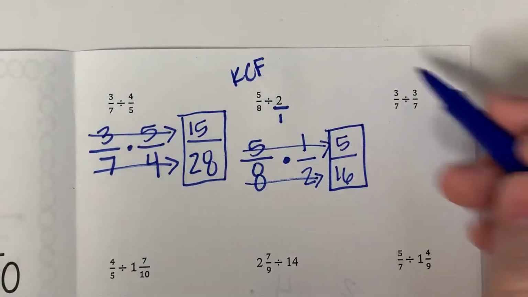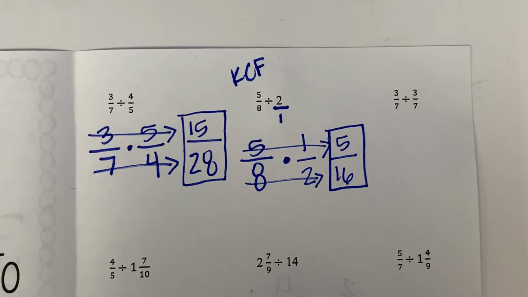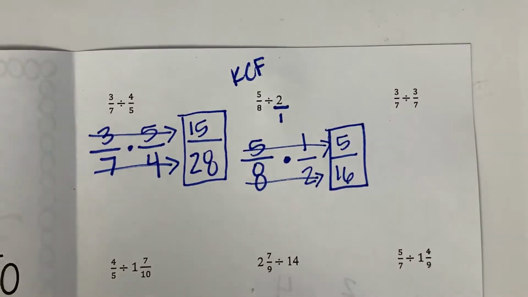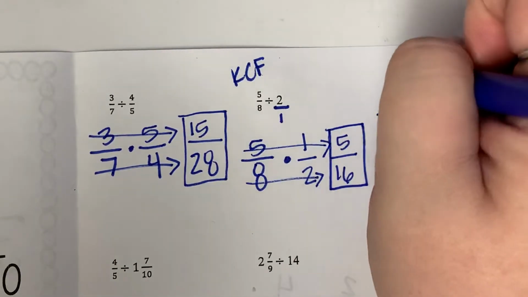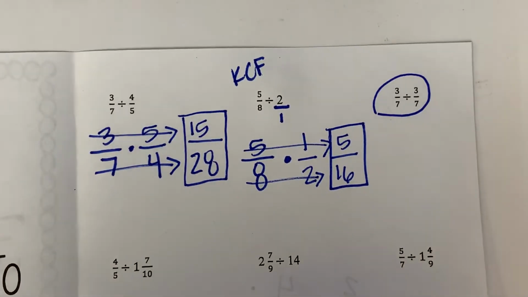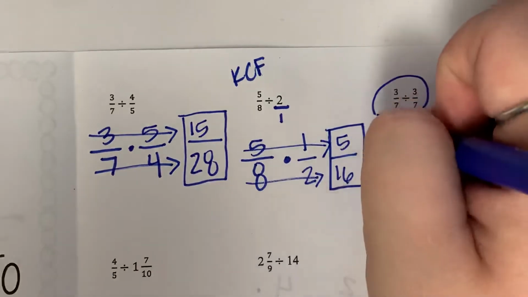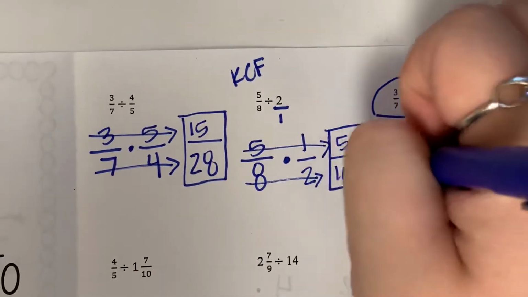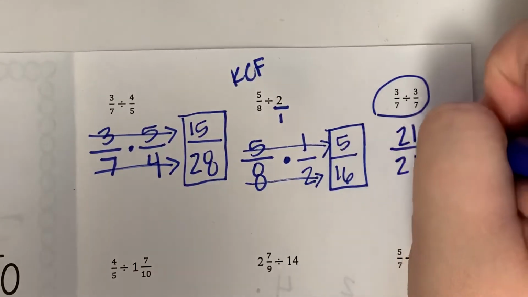So I want you to pause this one and do it by yourself. This one right here. After you do it, then you push play again. So do not keep listening unless you've paused it and worked this one out. You should end up with 21/21, which simplifies down to just 1 whole.